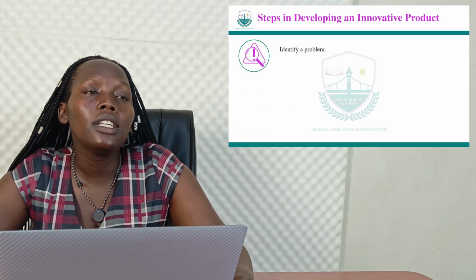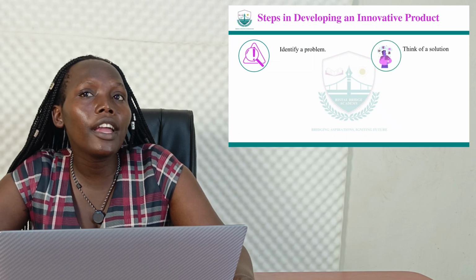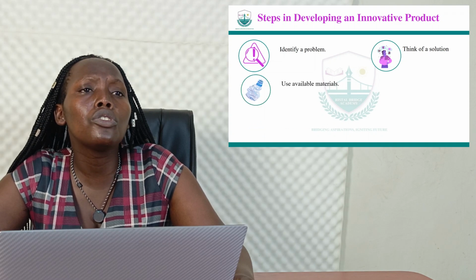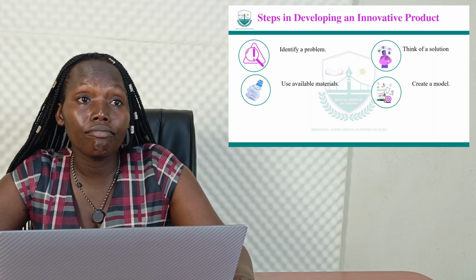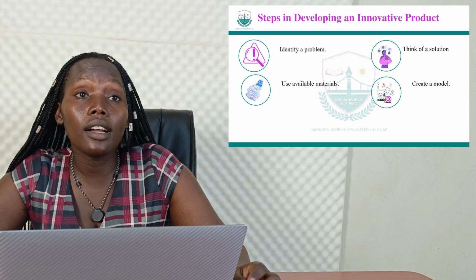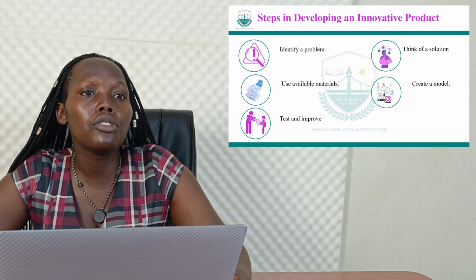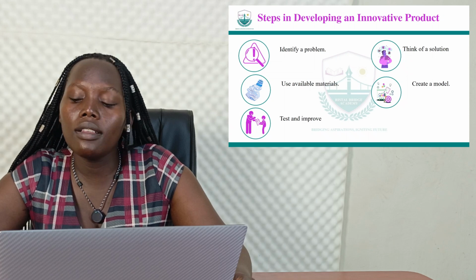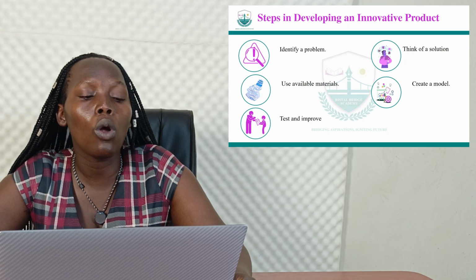One, we have identify a problem. When you identify a problem, you need to look for a problem that needs solving. You need to understand what that problem is that needs to be solved. Every innovative product starts with a problem. You cannot just be innovative without first identifying the problem.